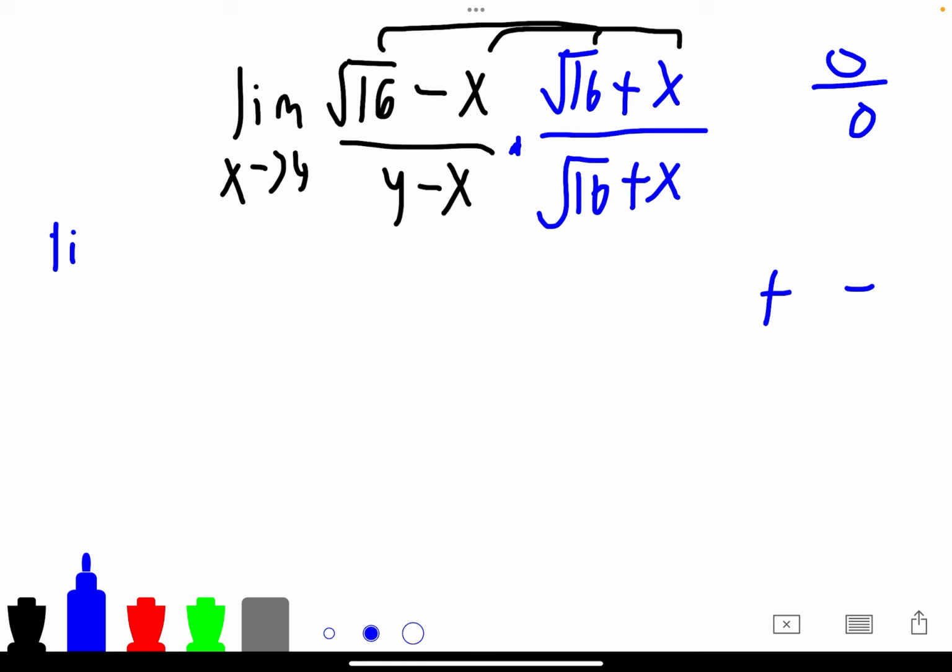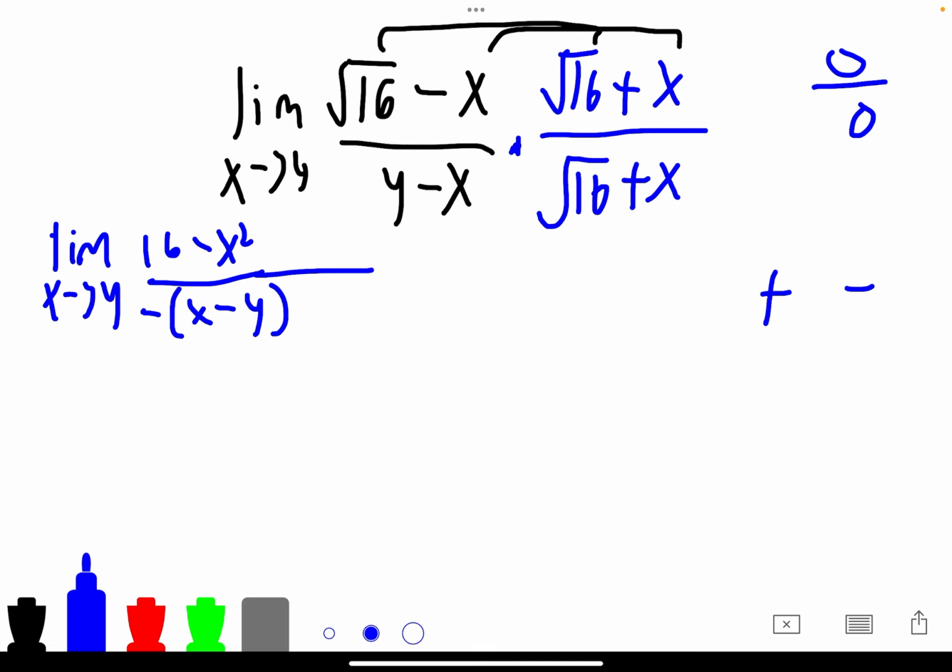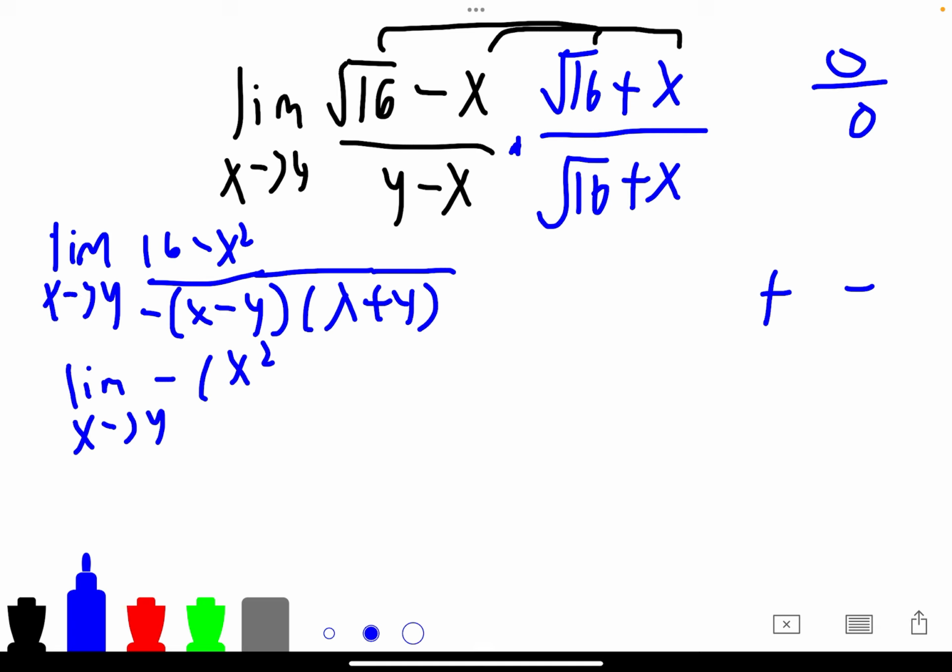So the limit as x approaches 4. So you have 16 minus x squared all over, let's just reverse this, so x minus 4, and then we have x plus 4. So let's just rewrite that as well. And then let's do the limit as x approaches 4. Let's rewrite this as well. So x squared minus 16 over x minus 4, x plus 4.